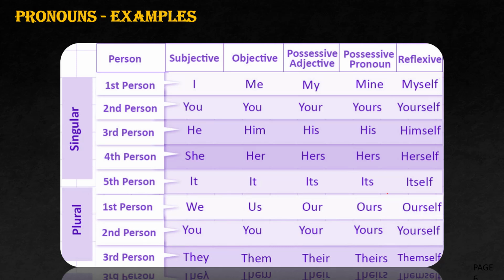So plural, we have we, us, our, ours, ourselves. Here, you also becomes singular as well as plural. Yours, yourself. Third person, they, them, their, theirs, themselves. So these are the pronouns.